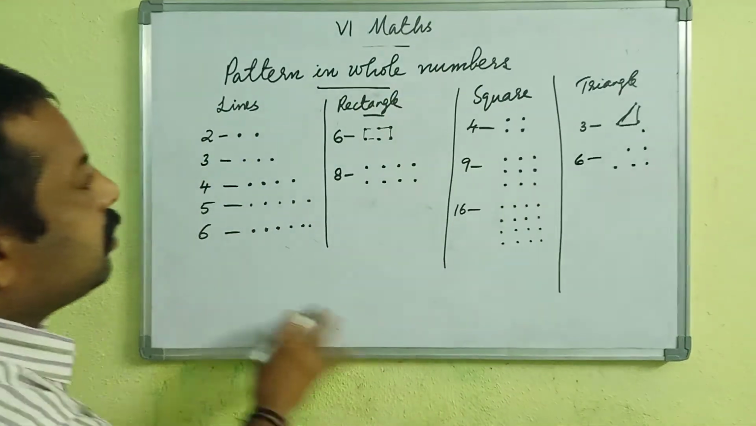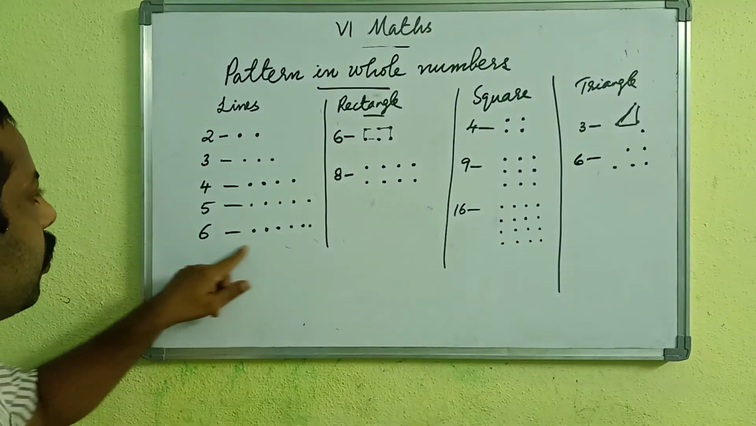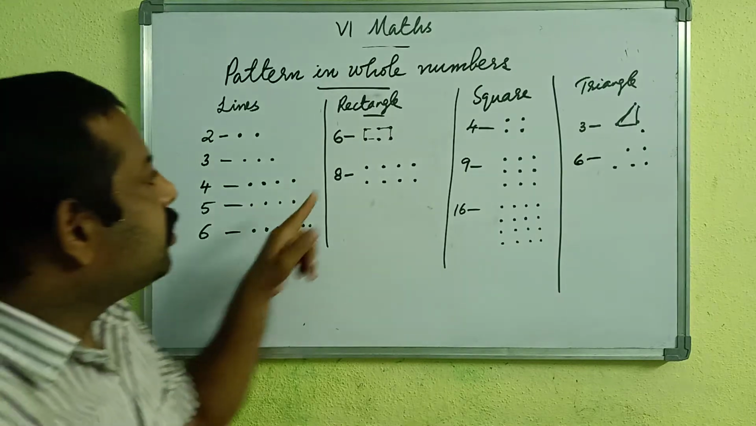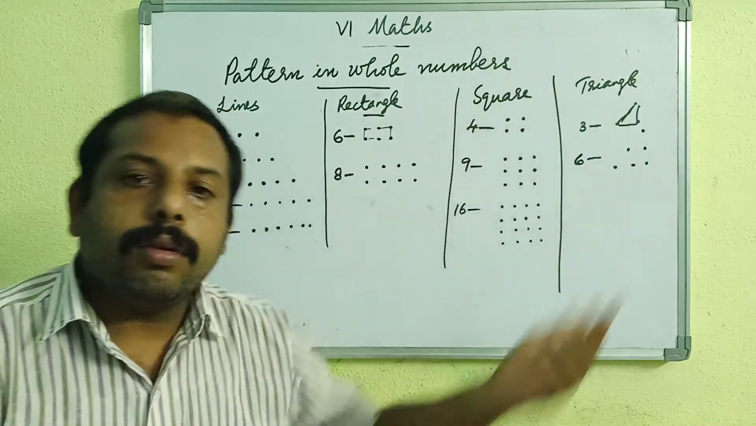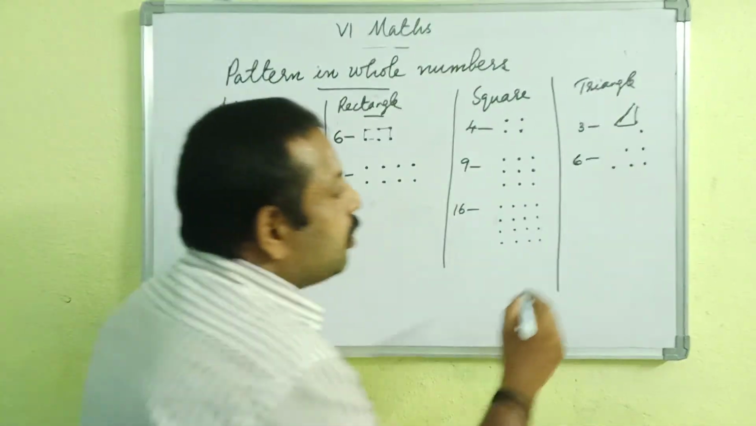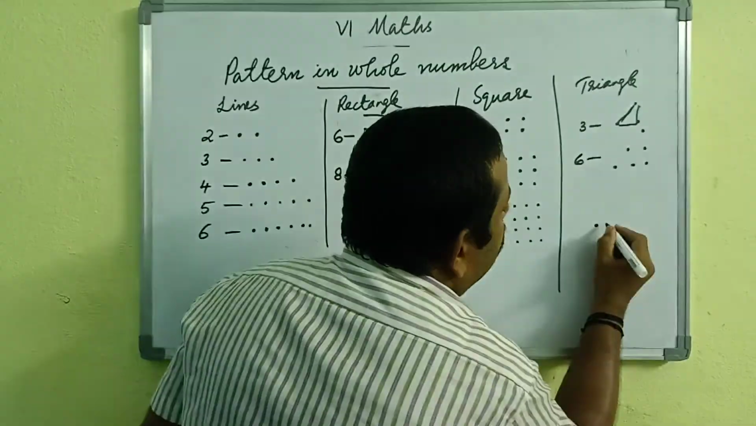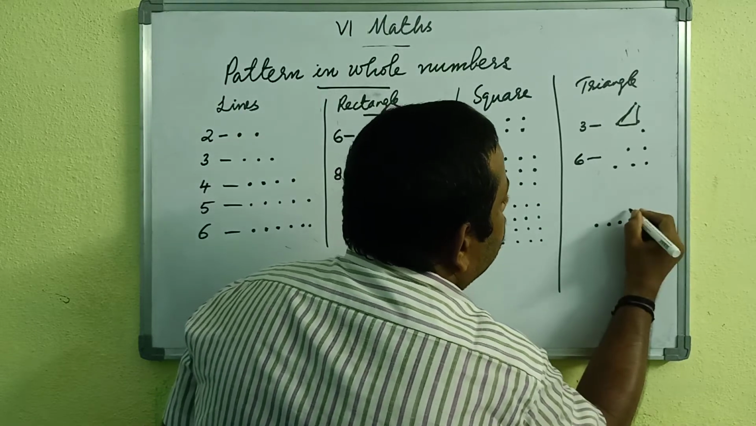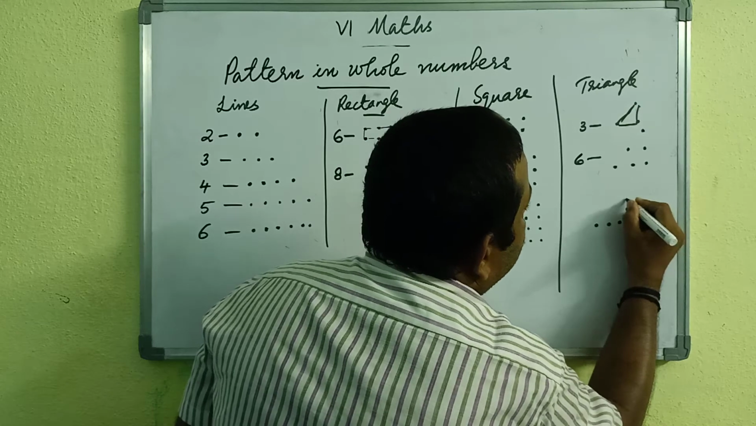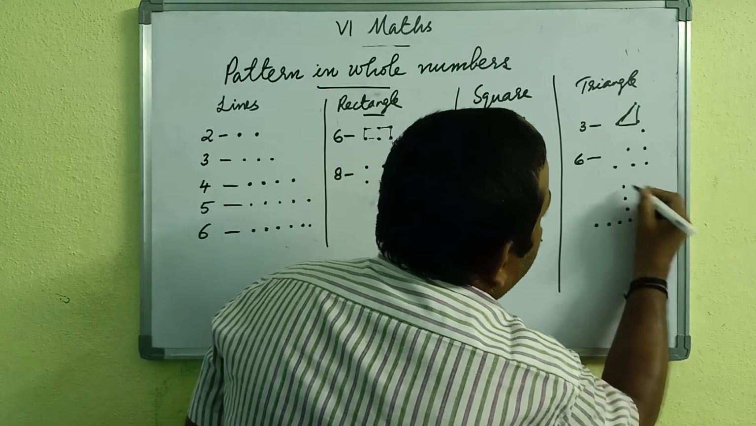Look at this. 6 can be denoted as a line. 6 can be shown as a rectangle. 6 can be shown as a triangle also. Now, let us place 4 dots. 1, 2, 3, 4. In the same way, 2, 3, 4.